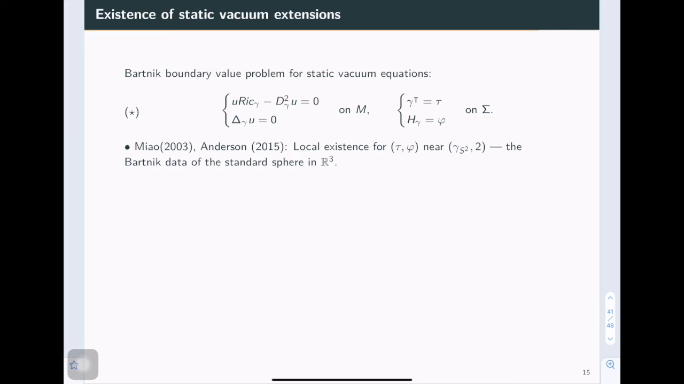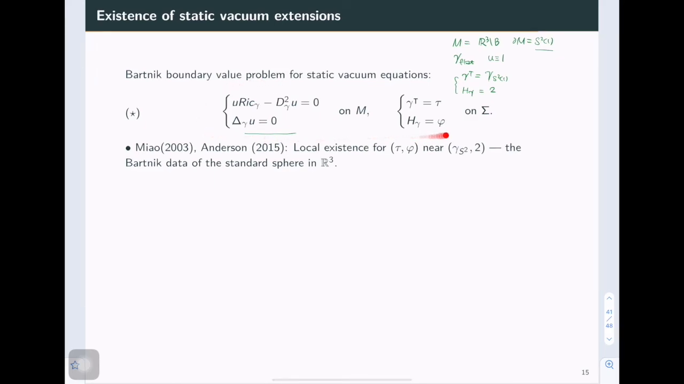To get an example of a solution to this boundary value problem, we can think of the case where M is equal to R3 minus the unit ball. Then the boundary of M is the standard unit sphere. We can take the metric gamma as the flat metric and the potential function u as the constant function 1. Then this is a solution to the bulk equation, and on the boundary the induced metric on the standard unit sphere is of course the standard round metric, and the mean curvature of the standard unit sphere is equal to 2 everywhere. Therefore, we can think of this as a solution to this boundary value problem, where tau is equal to the standard round metric and phi is equal to the constant function 2.